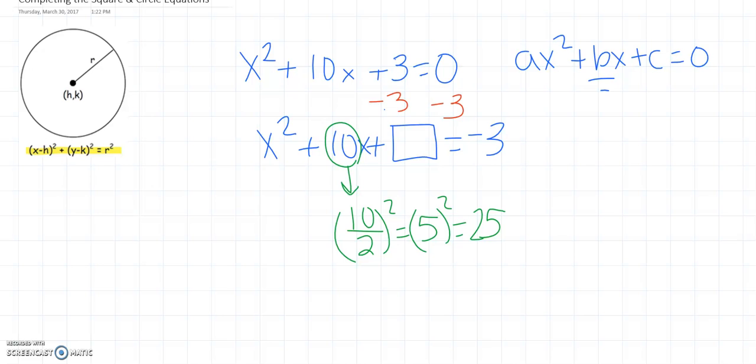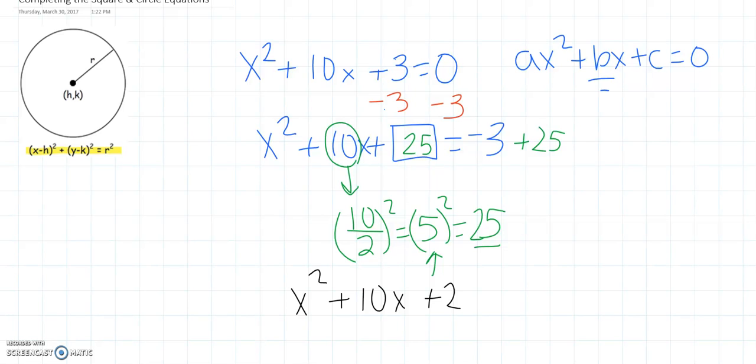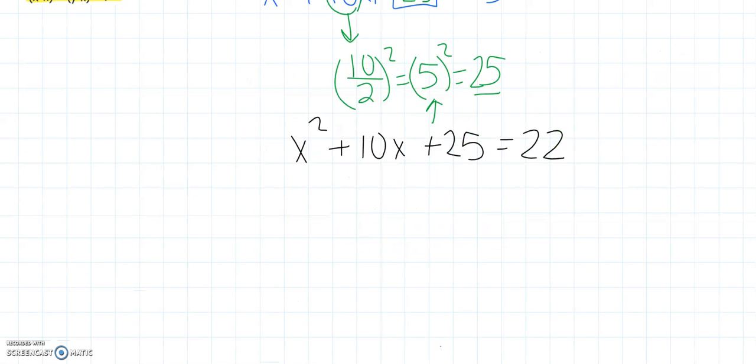There are two important things here: this 5 that is being squared, and 25, the total. Since we are adding 25 in essence to the left side of the equation, we must also add it to the right side of the equation. Let's clean this up. We have x squared plus 10x plus 25 equals 22.